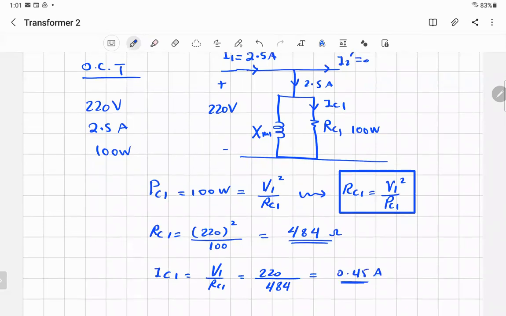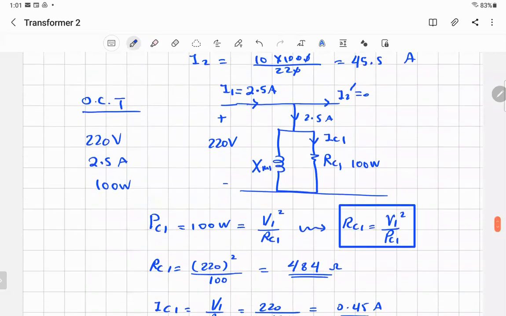All right. I'm interested in finding XM. I'm interested in finding all the parameters of the transformer. How can you find XM? You have the voltage only. Of course, the current here should be IM1, but you don't know IM1. But what do you know? You know IC1, and you know the total current, 2.5. Can you find IM1? Yes, because both sum up.